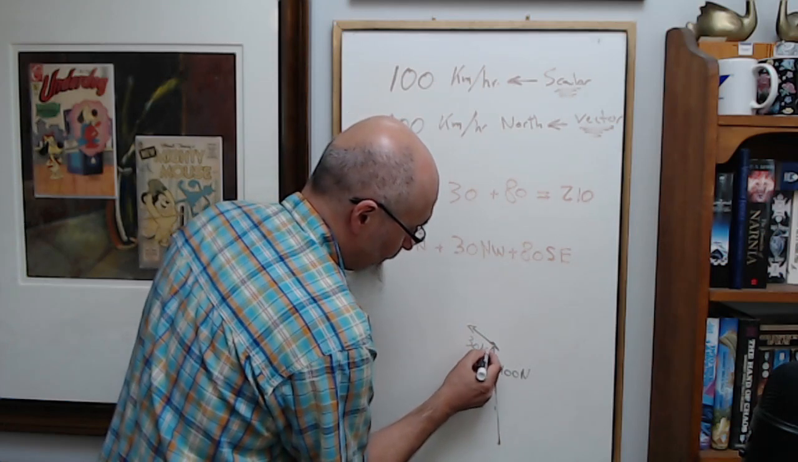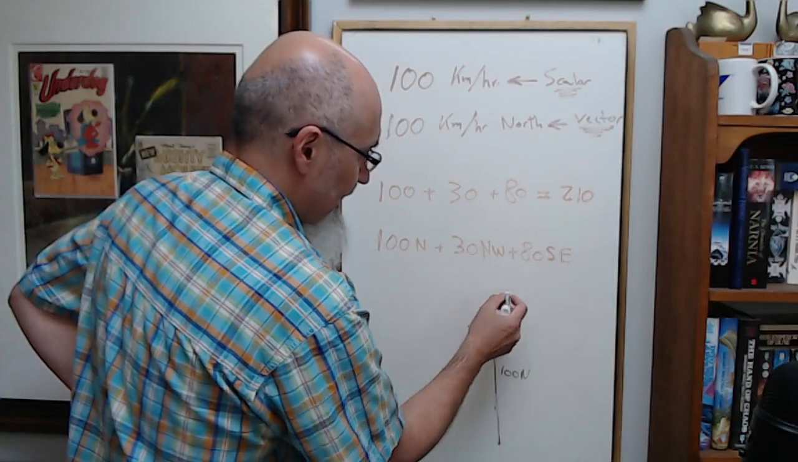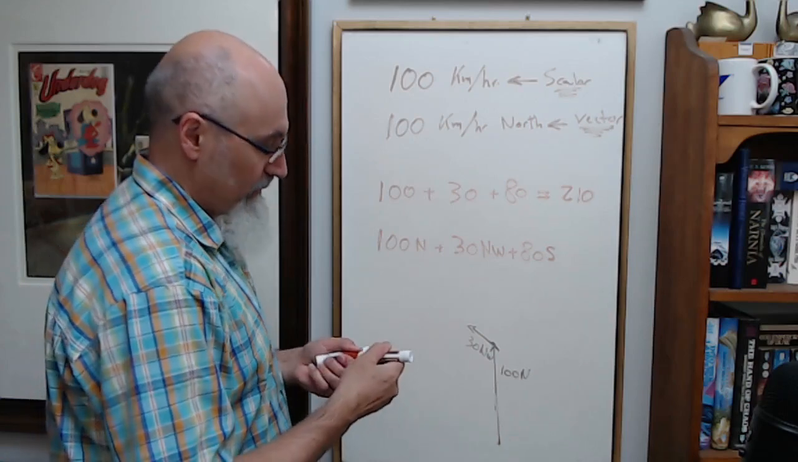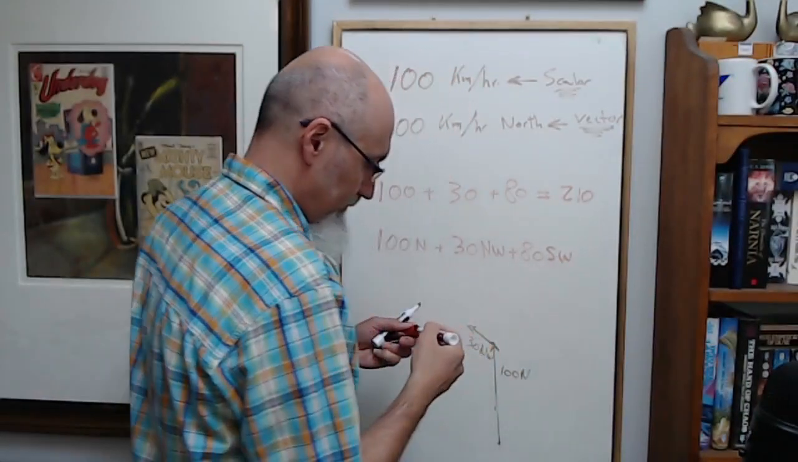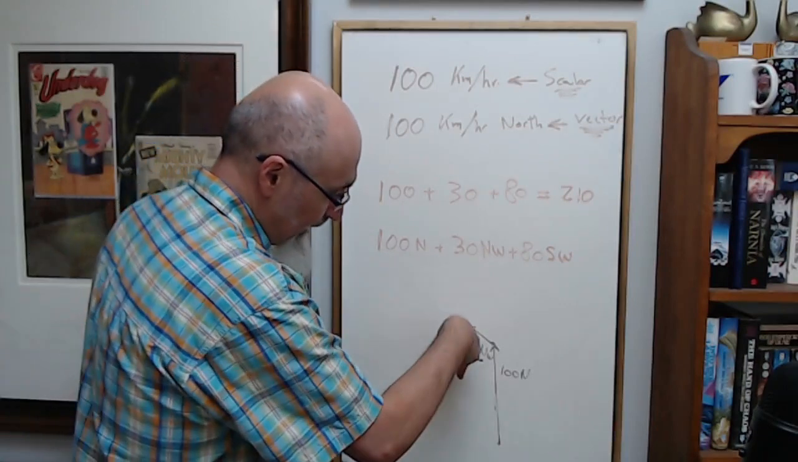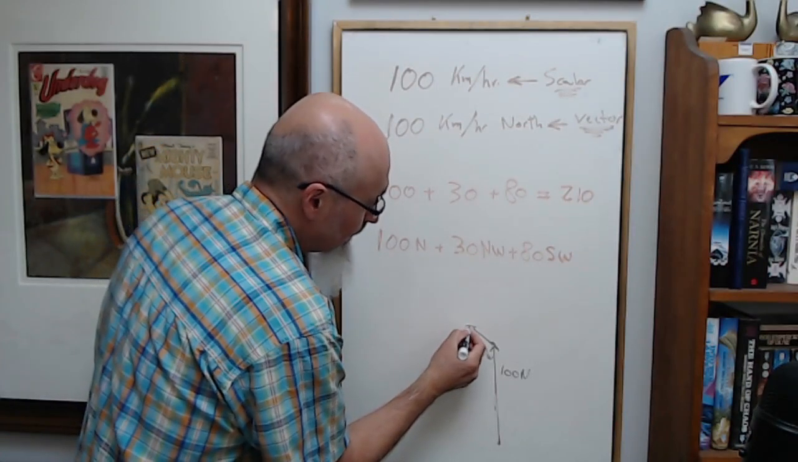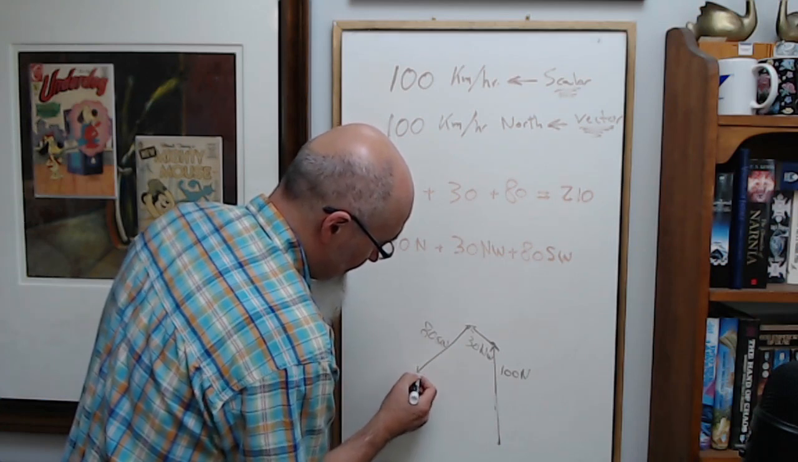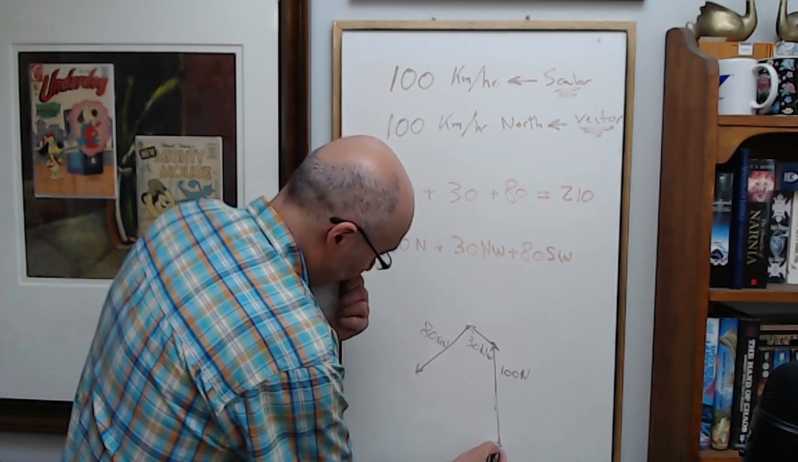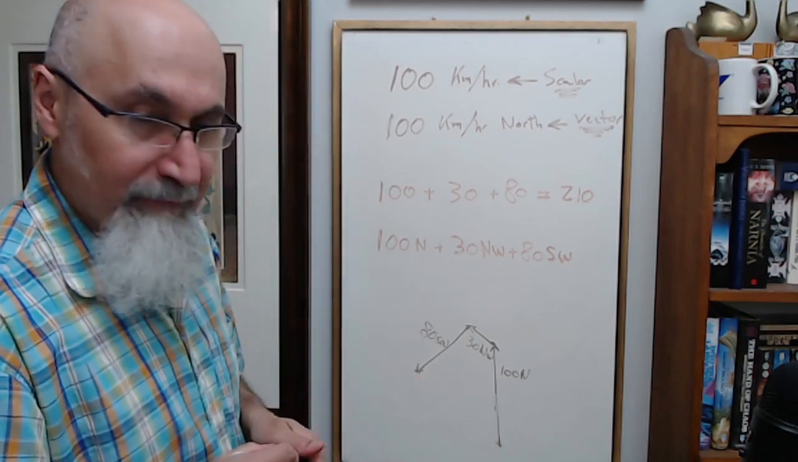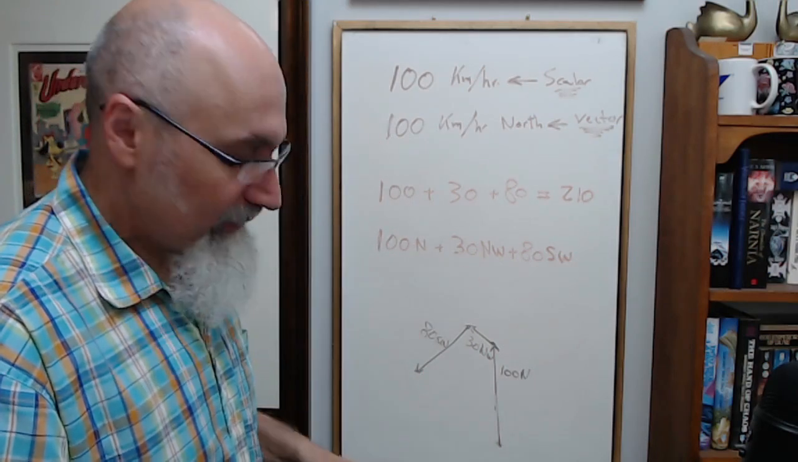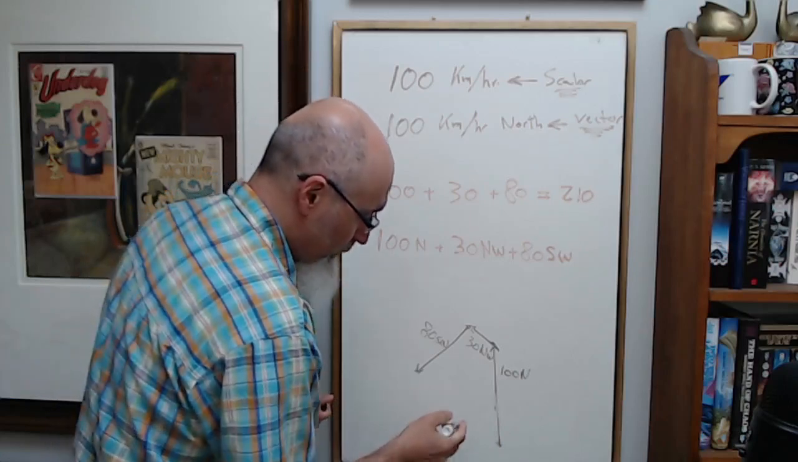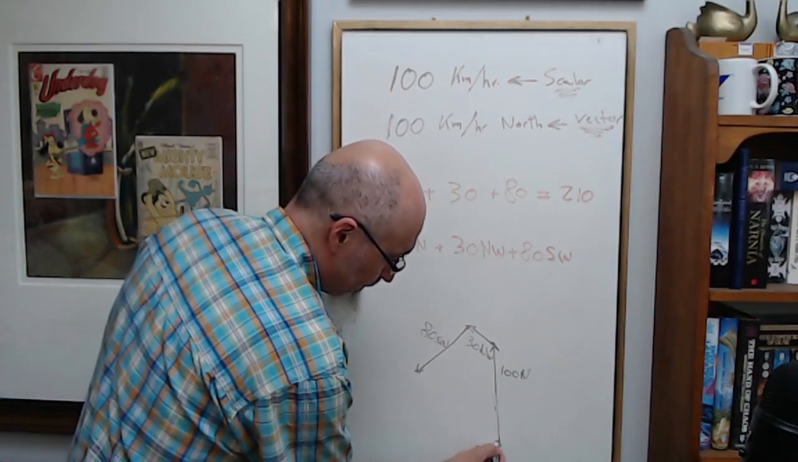So 30 northwest, and then southeast, let's go southwest. So that way we can draw it properly. There's south and then west. And then you went this way, 80 southwest. Right? This is where you end up. You start off here. This is where you end up. If you're going to add all those together, the total of those is going to be from there to there. That's what it adds up to, right? So this plus this plus this equals this, right?